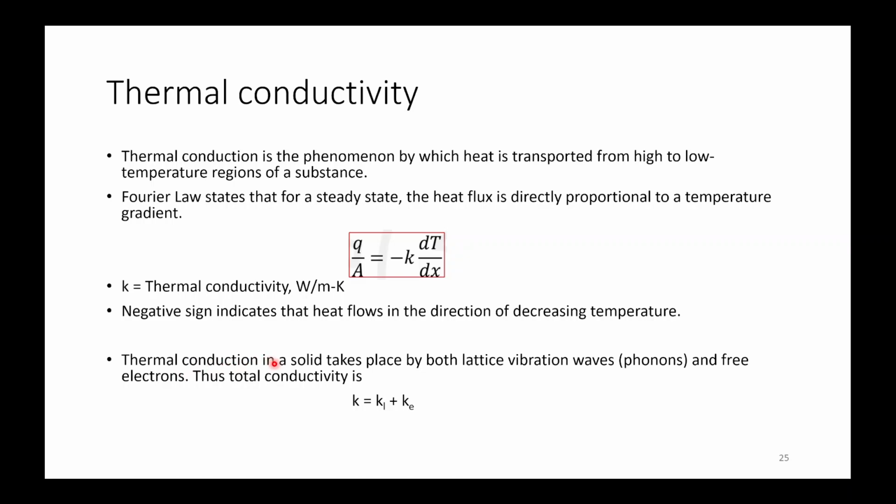Thermal conduction in a solid takes place by both lattice vibration waves known as phonons and free electrons. Thus total conductivity is the addition of both of these. So lattice vibration gives KL, and because of electrons, your thermal conductivity is KE.